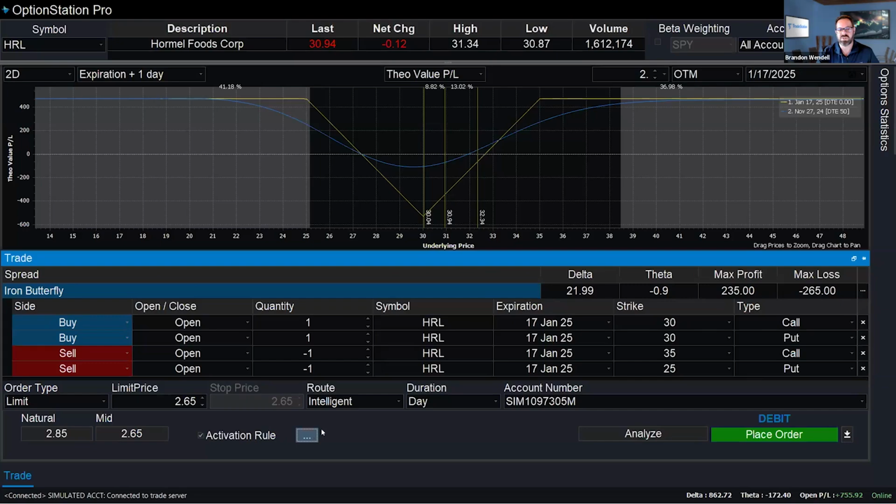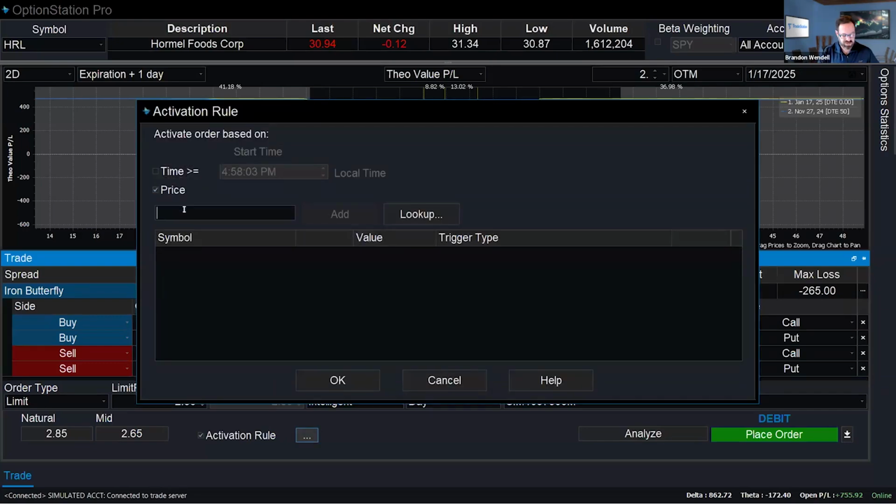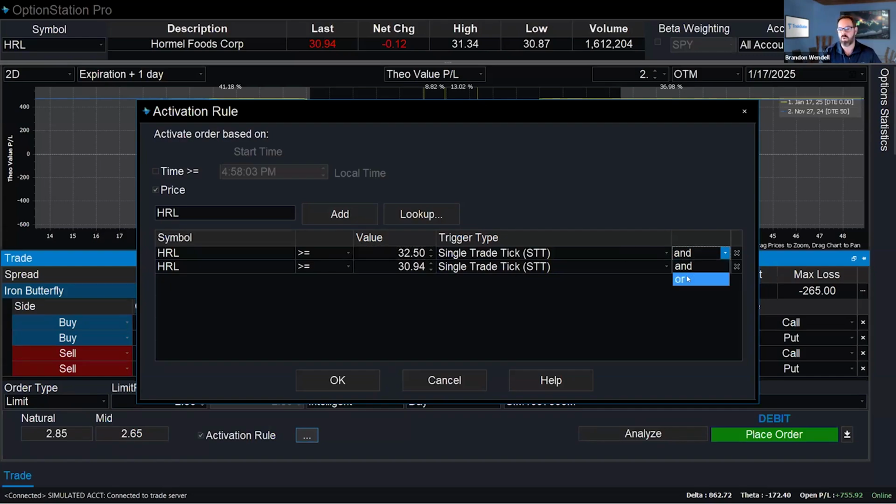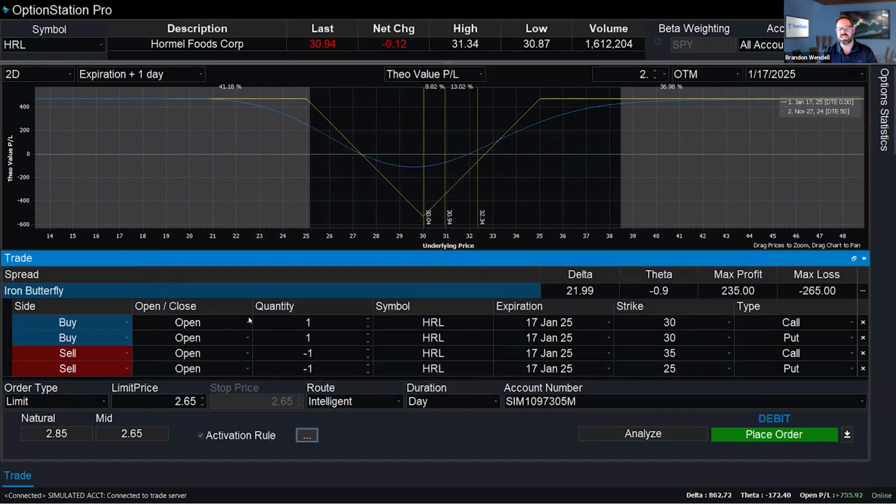I go to activation rule. If HRL add goes greater than or equal to 32.50, or if it goes less than or equal to 30.50, and this is something I would actually get into the trade first. Then I would put in the opposite trade right here and analyze opposite trade. Actually, let me put in this one without the activation first, just to show you.